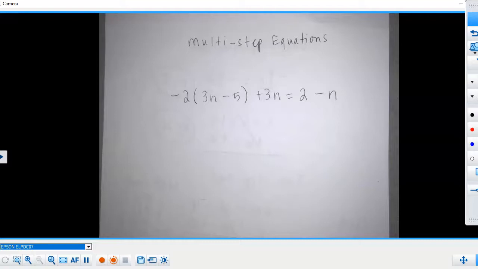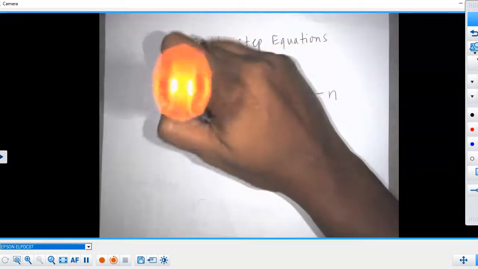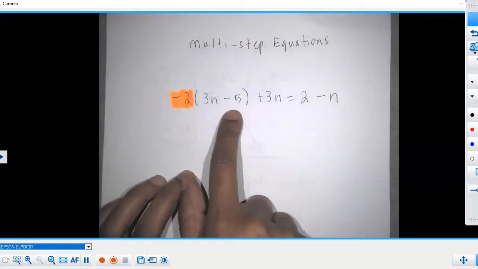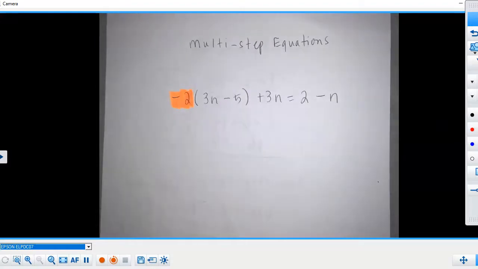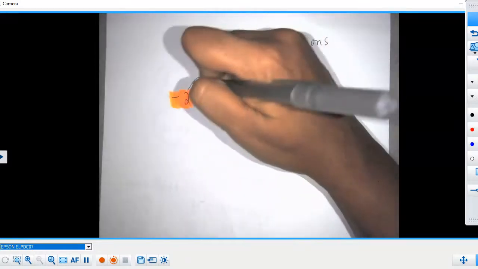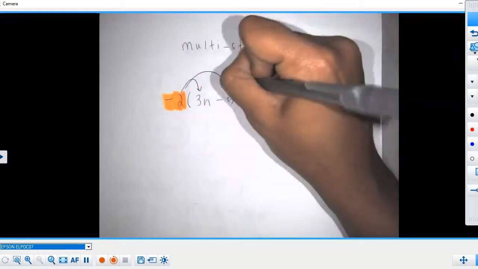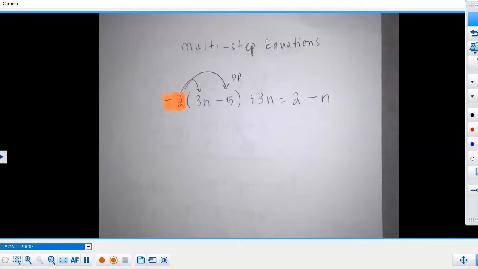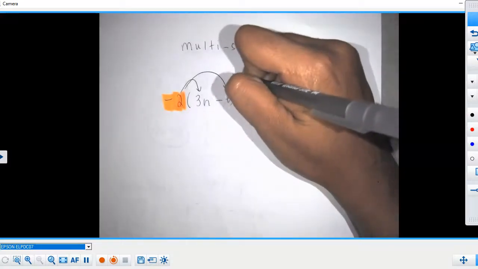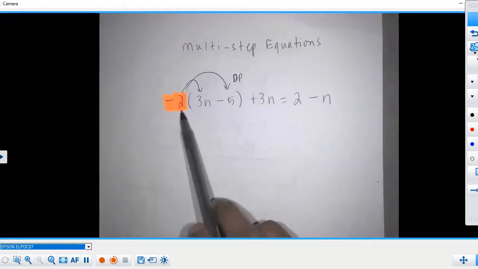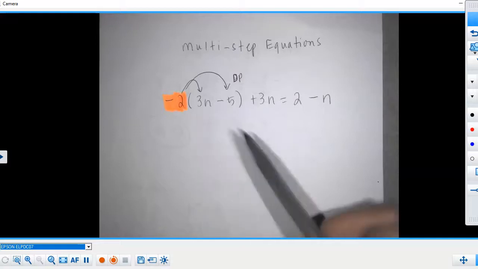So let me say that very carefully. Right now, I see I have a distributive property because as soon as I see that there is a number in front of a parentheses and there are terms inside the parentheses, I need to free them out, to break them out of that enclosure. So I have to multiply. That's when we write DP, distributive property. So -2 times 3n is -6n.